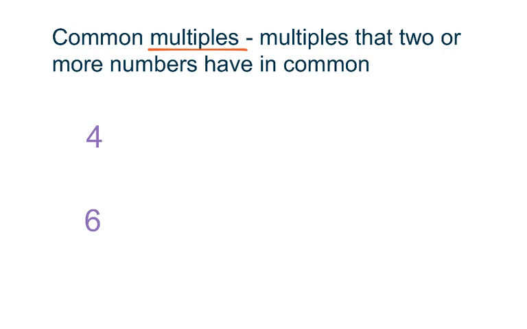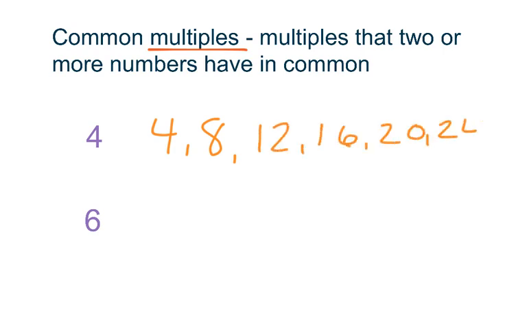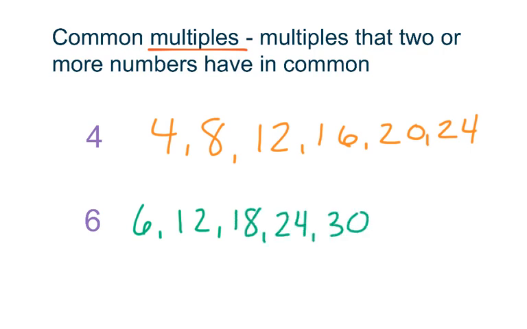My first 6 multiples of 4 would be 4, 8, 12, 16, 20, and 24. My first 6 multiples of 6 would be 6, 12, 18, 24, 30, and 36.